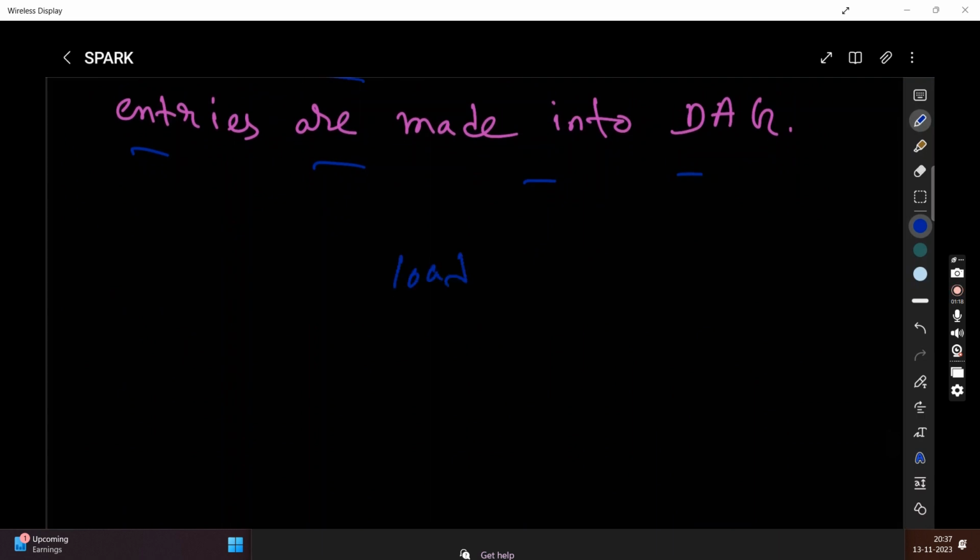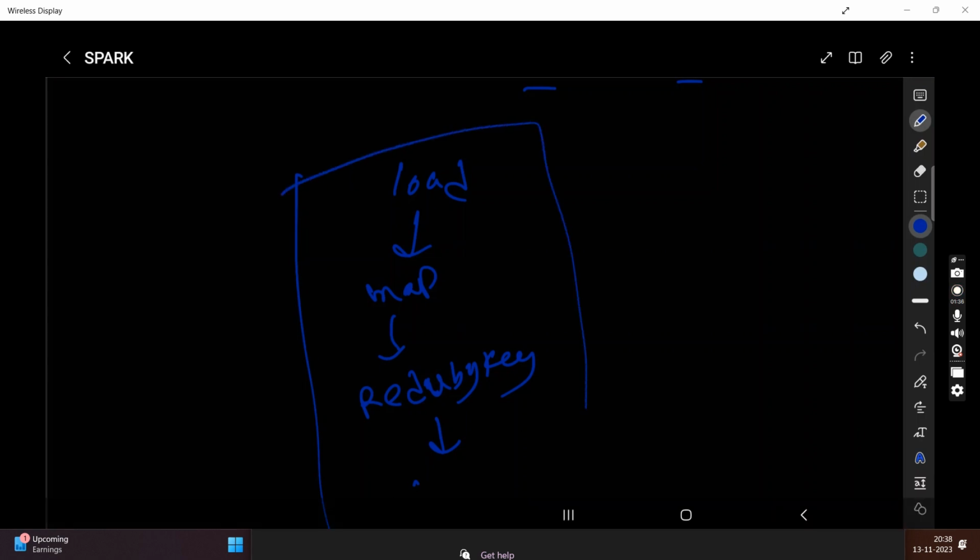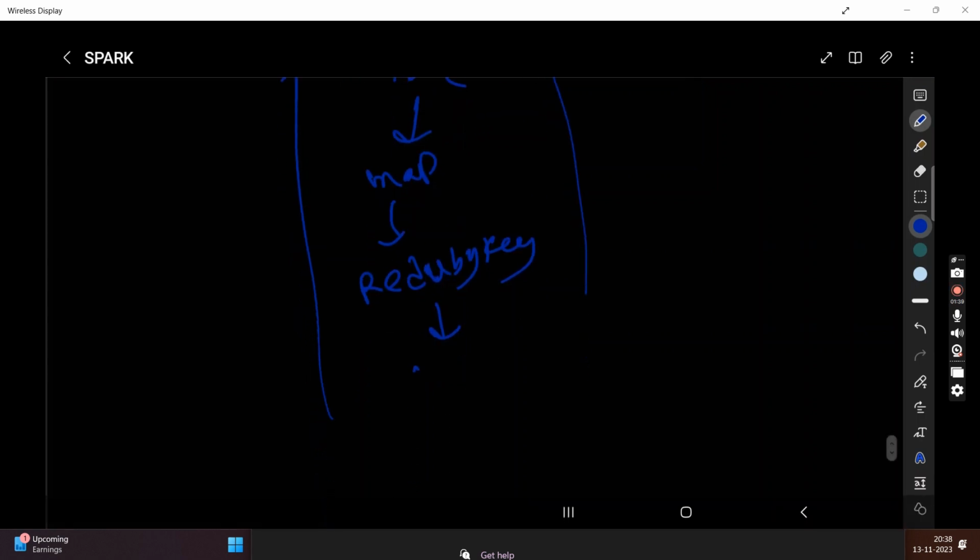Load, map, and other operations, they are going to be reduced by key, that is also one transformation. This is one DAG. It will look like this, and I will show you practically when we do the practical.